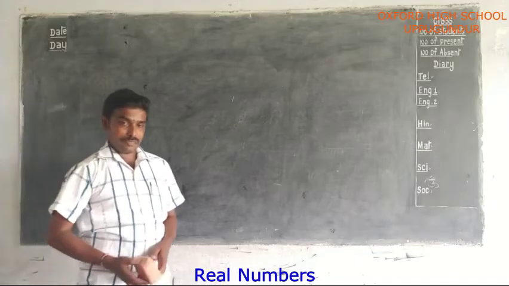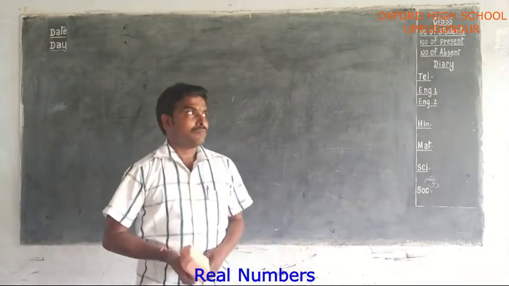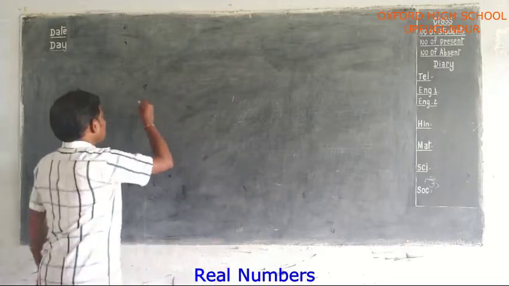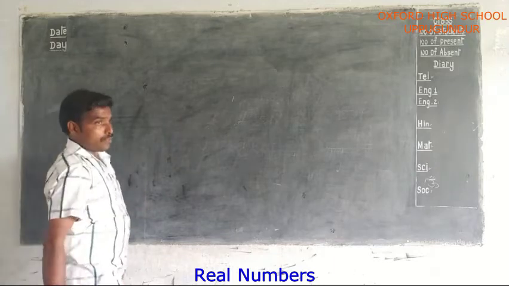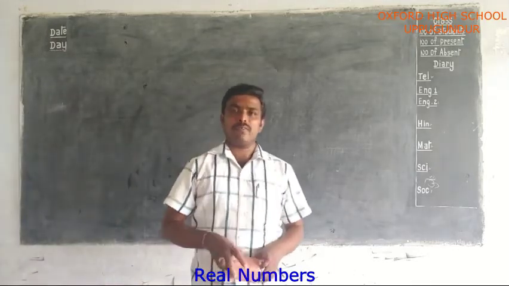Good morning, students. Today I would like to explain real numbers exercise 1.5. Exercise 1.5 is based on logarithms, that is, based on laws of logarithms. First of all, we have to know what is the definition of logarithmic form of a number.